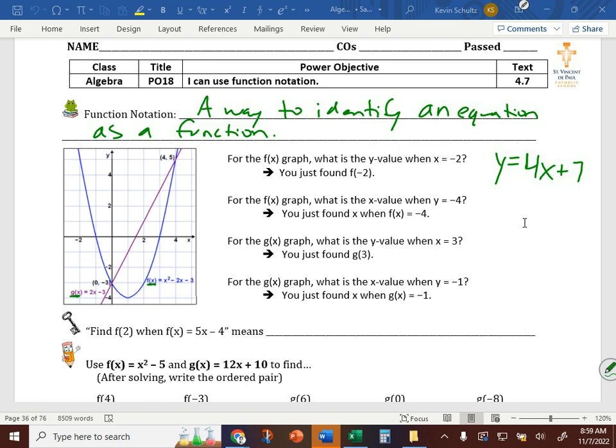So this question here, for the f of x graph, what is the y value when x is negative 2? Here's where we can use equations to get ordered pairs and answer questions about graphs. It says for the f of x graph, what is the y value when x equals negative 2?